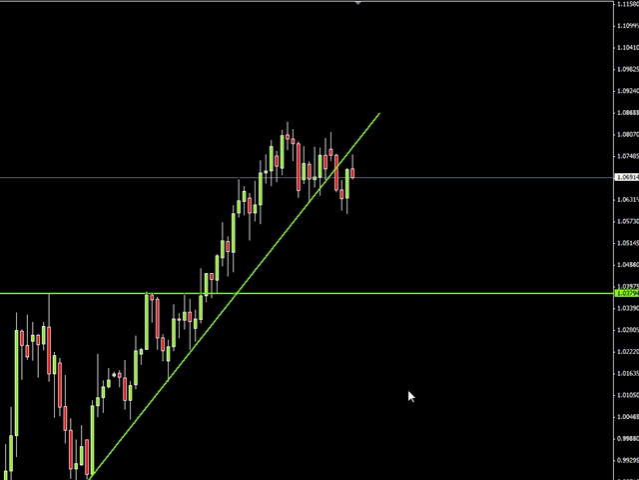So this Aussie dollar, I'm expecting to come all the way down here to this 104 level. It's a great looking trade, guys.